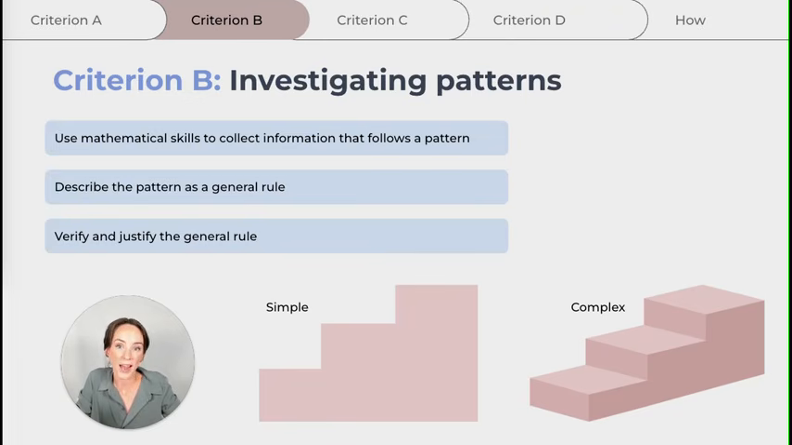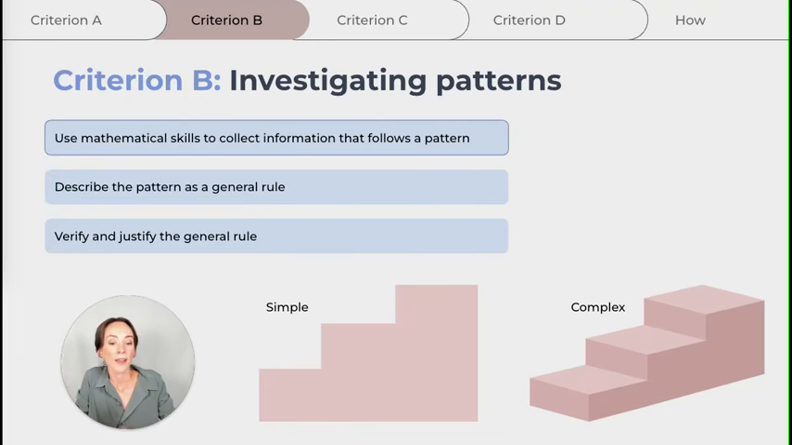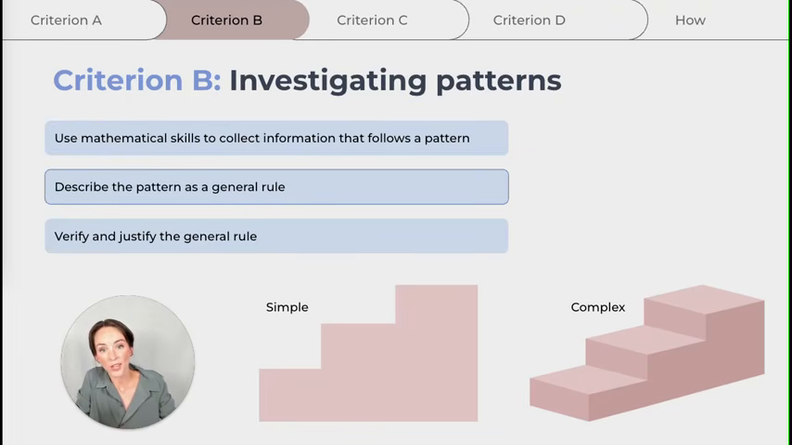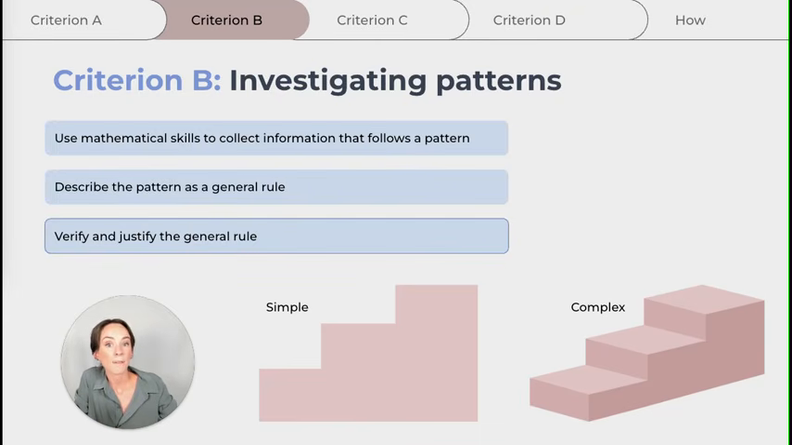Usually, the assessment has students demonstrating a skill that they've been working on in class to collect information that follows a pattern. Then, they describe this pattern as a general rule, often using algebra. Following that, they verify or check that the rule works, usually using some of the information they collected earlier, and justify or show that the rule always works, either with an explanation or with algebra.